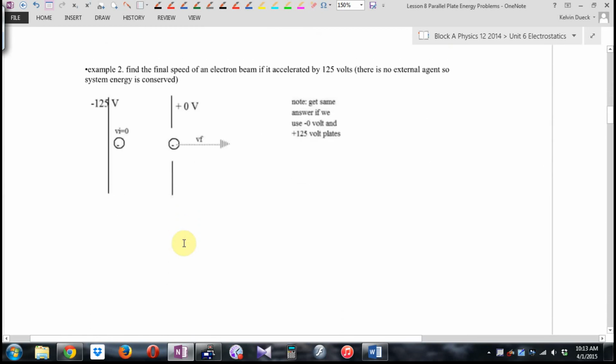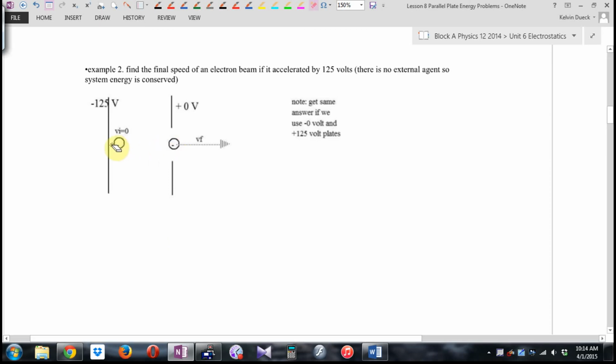Example 2. What does example 2 want me to find? Speed or velocity? Okay, which suggests a scalar approach. Maybe I can get there with a vector approach too, but when I see speed, they're picking their words carefully. What we're really saying is it's the same situation as we just did, tilted on its side.